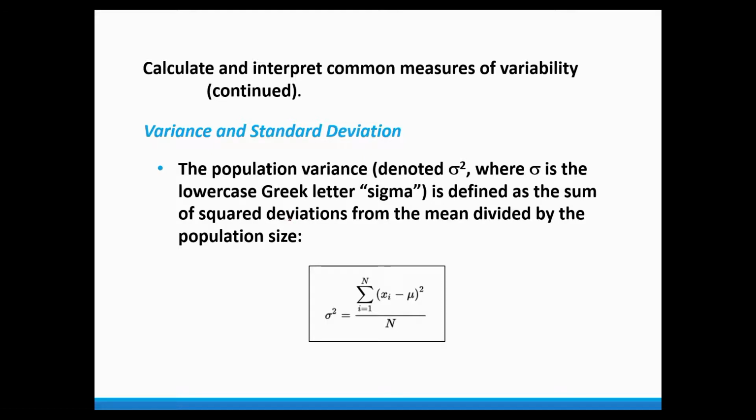Another and the most reliable measure of variation is called the variance and the standard deviation. The standard deviation is just the square root of the variance, so both of them are considered as following the same rule. The population variance is called sigma square. It's the summation of the squared difference between x, the individual observations, and the mean of the population. In this case, it's called mu.